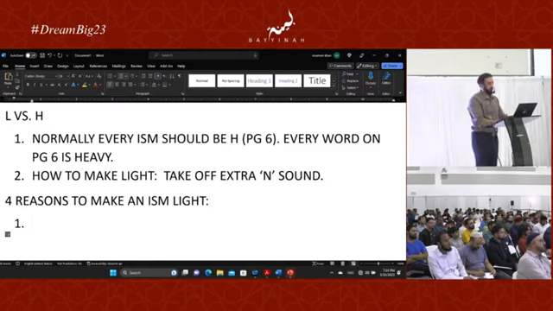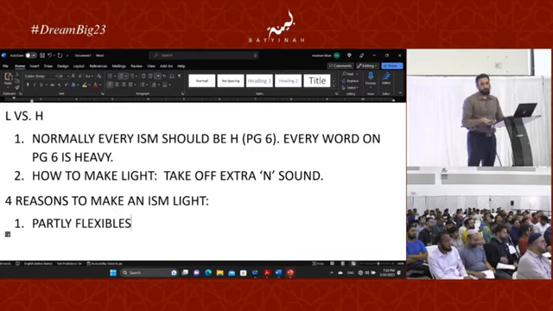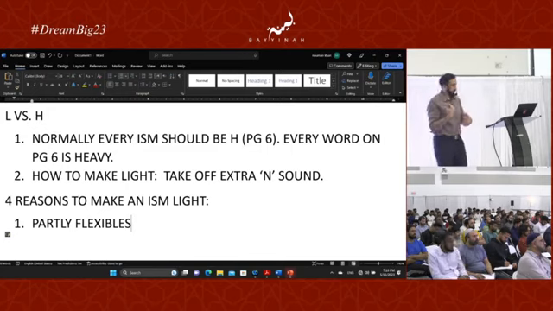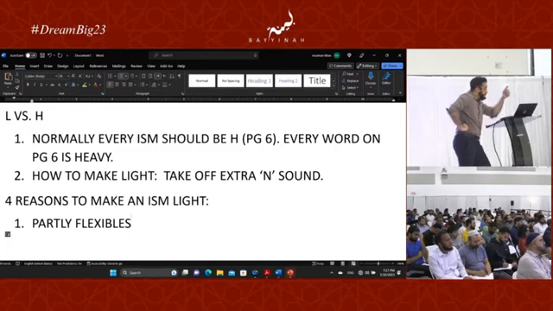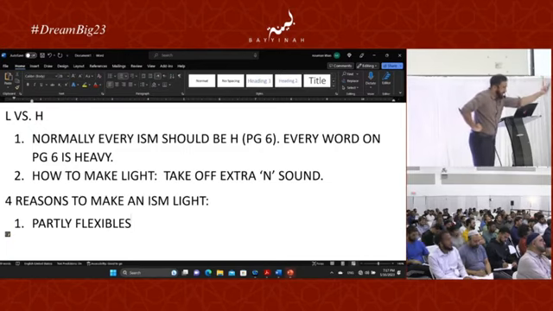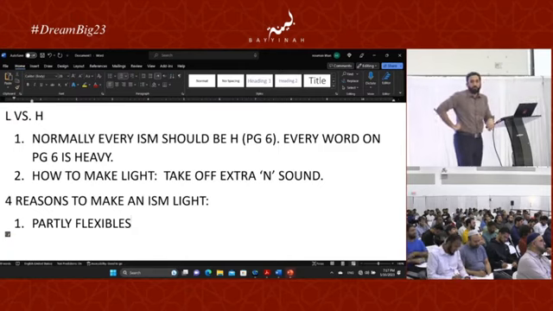Number 1, partly flexibles. Do you know what that is? Give me an example of a part. What are the 2 categories you know of partly flexibles? Places and non-Arab names. And what did you learn about them? U, a. Isn't that light? That's category 1. I taught it to you without telling you.